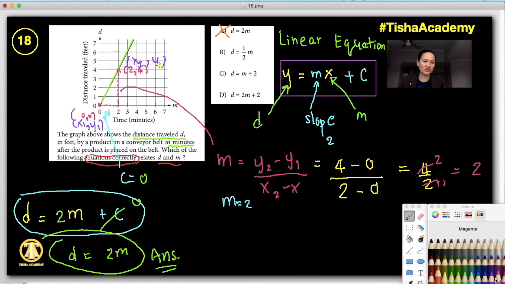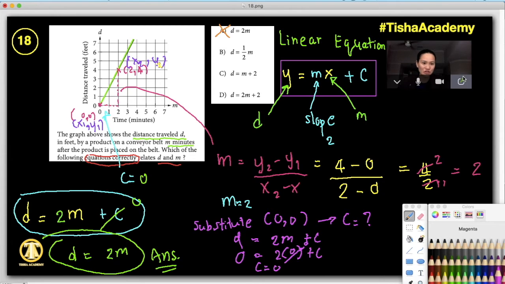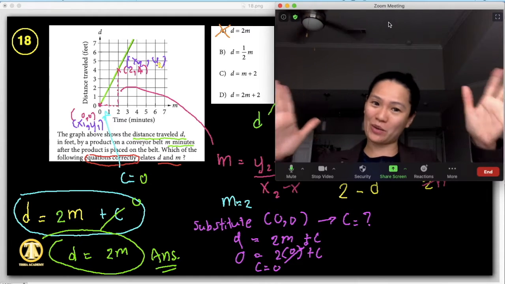But if you want to make sure, you could substitute with one point. Okay, I substitute with 0, 0. So d equals 2m plus c. I would like to find c. So d is y. 0 equals 2 times 0 plus c. This one tends to be 0. So my c equals 0. So when I substitute c back here, d equals 2m plus 0. So that means our answer has to be d equals 2m. And this one is your answer for number 18.